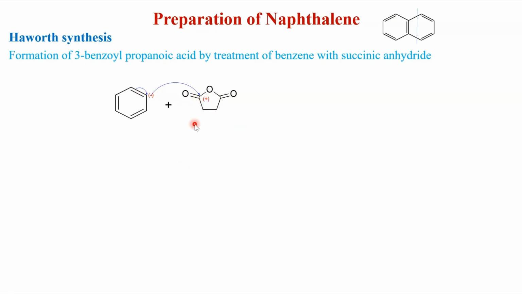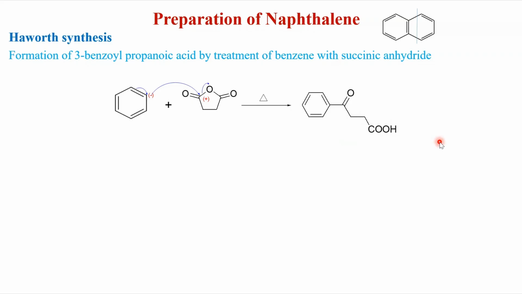and the bonding occurs and it has to maintain its tetravalency, and the bond between the carbon and oxygen breaks. It becomes O minus, O minus combines with H plus, and the ring opening takes place to give rise to the corresponding 3-benzoyl. At the 3 position there is a benzoyl group, and this is 1, 2, 3 propanoic acid. 3-benzoyl propanoic acid we got.